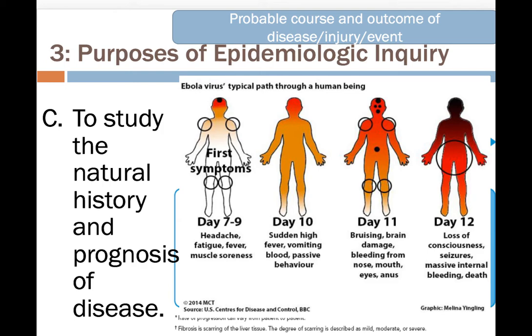Another important use of epidemiology inquiry is to study the natural progression of a disease. So what is the incubation period? Is somebody contagious during their incubation period? What are the first signs and symptoms? How does it develop in a human? And what is the ultimate end result of the population with and without some type of intervention that is put into place? So as you can see, Ebola has a really high mortality rate.